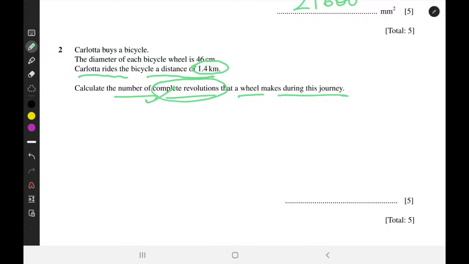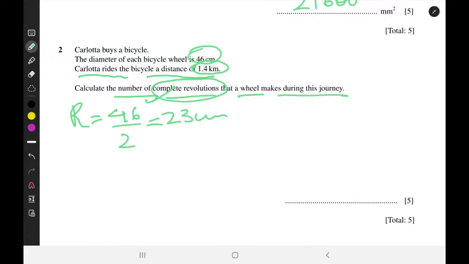Now most of the students just apply this in the formula. No, we have to take out the radius. So what is going to be the radius? Radius is equal to 46 divided by 2, which is going to be 23 centimeters.